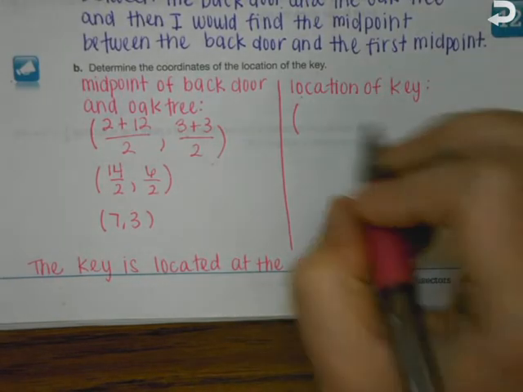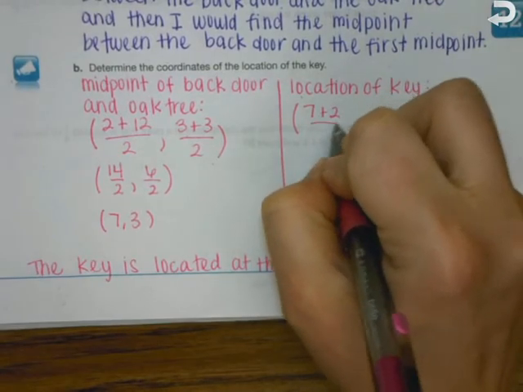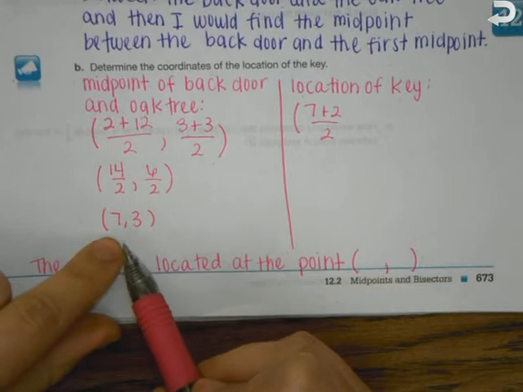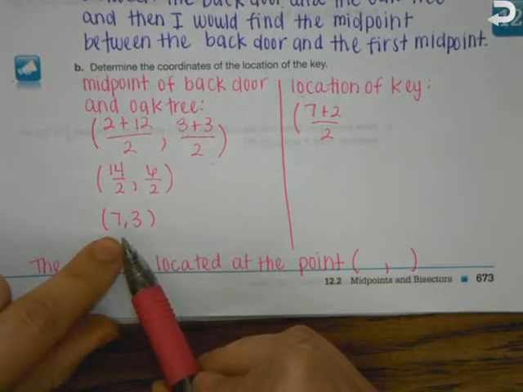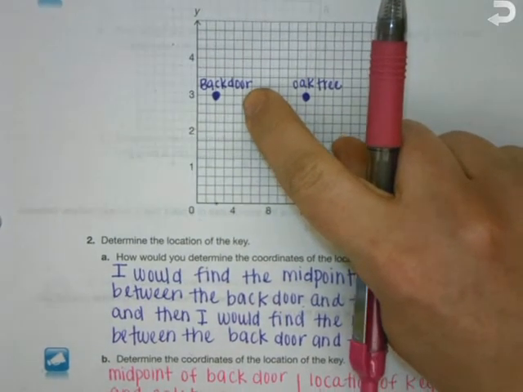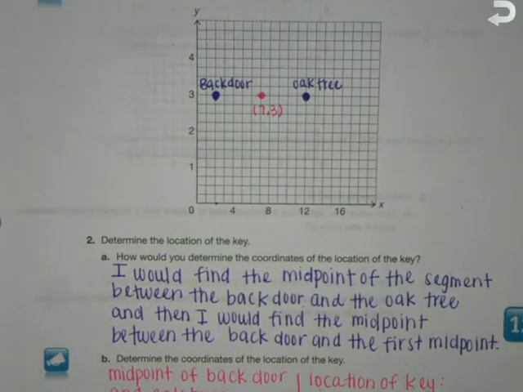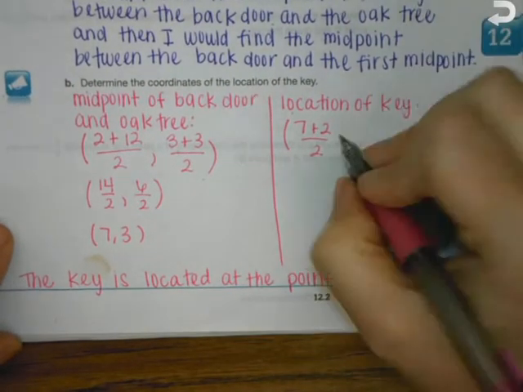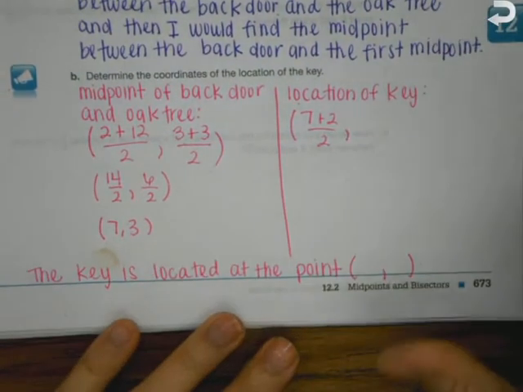7 plus 2 divided by 2. Tom, I know that the 7 came from here. Where did the 2 come from? The back door. It's between the midpoint and the back door, so we have to use the back door coordinates again. So we have 7 plus 2 over 2, and then what did you guys put for the y? 3 plus 3 over 2.